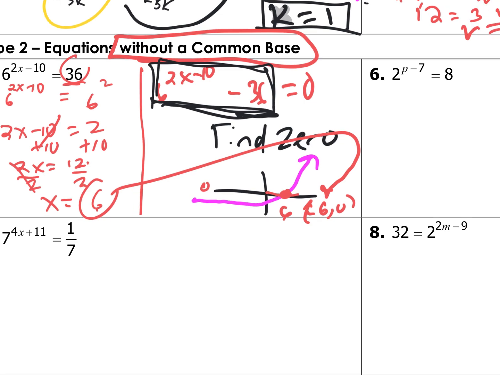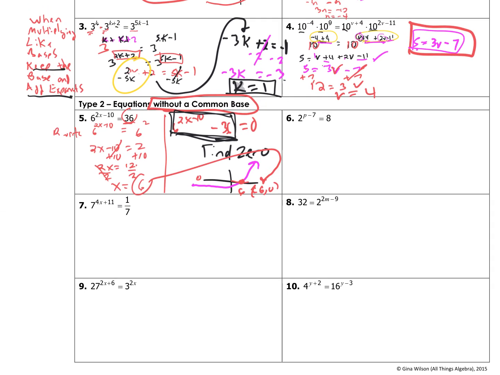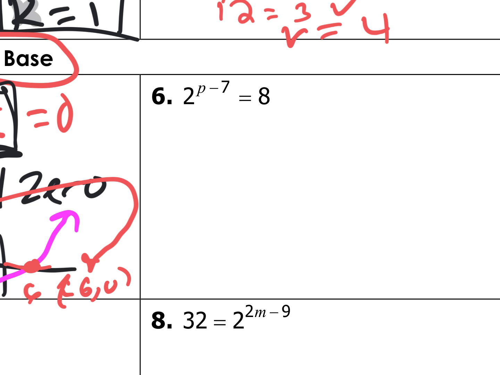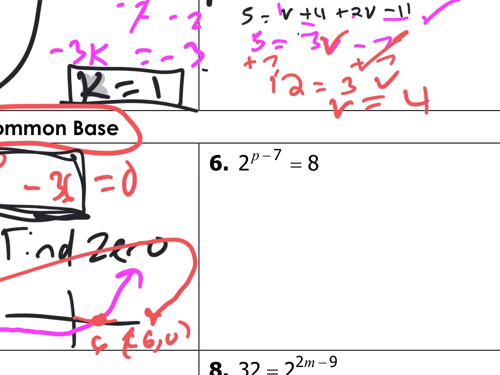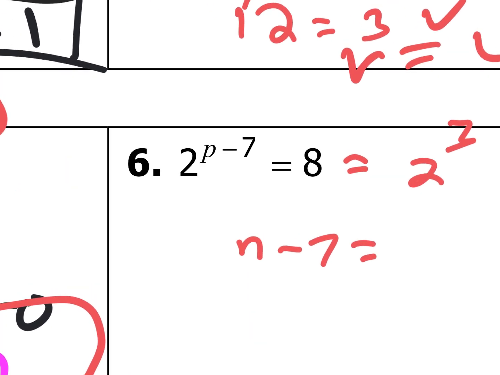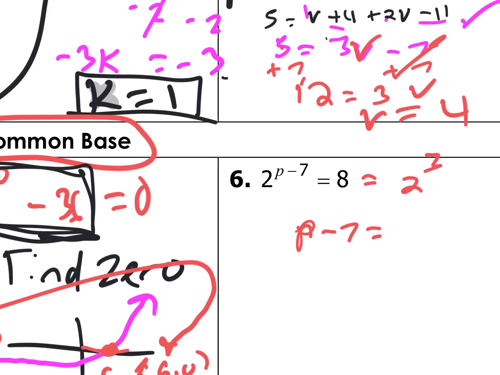Okay. Number 6. I think I'm going to have to go to the next page. Well, no, 6 is just like number 5. Another name for 8 would have turned that into 2 to the 3rd. Yes. And then you would say p minus 7 equals what? Oh, it's a p, sorry. Remember, I'm blind. P minus 7 is equal to what?